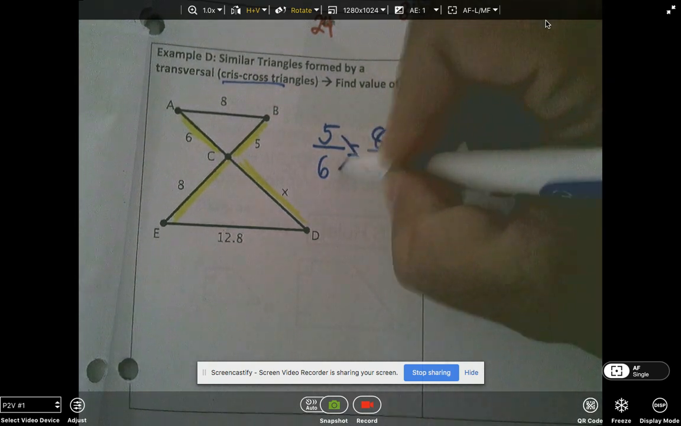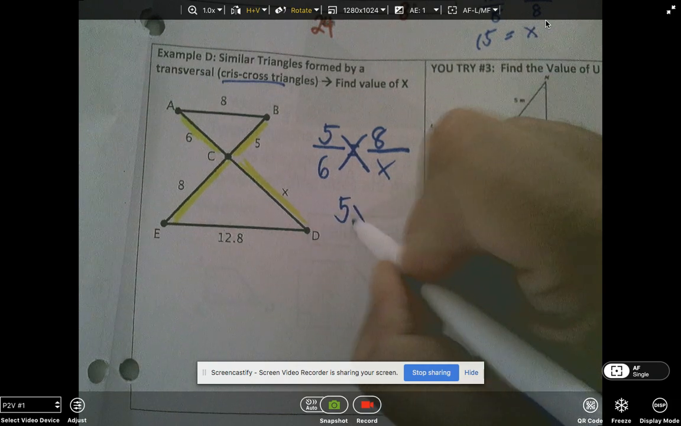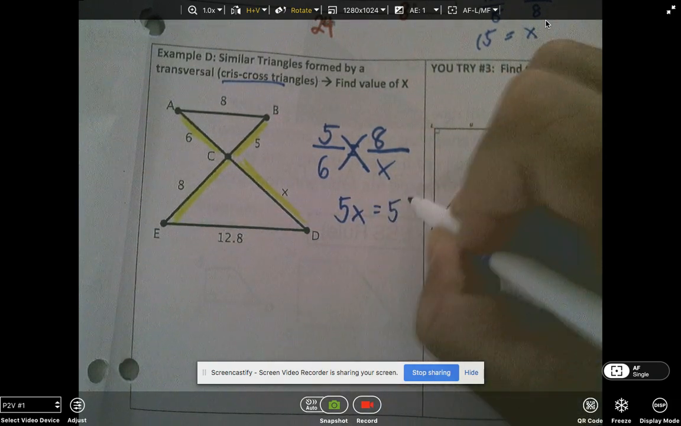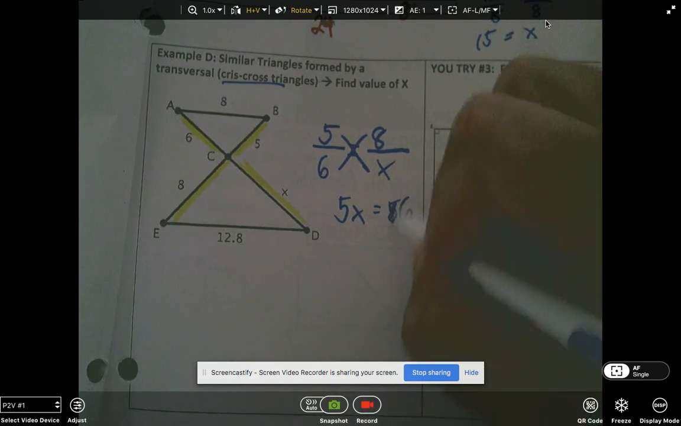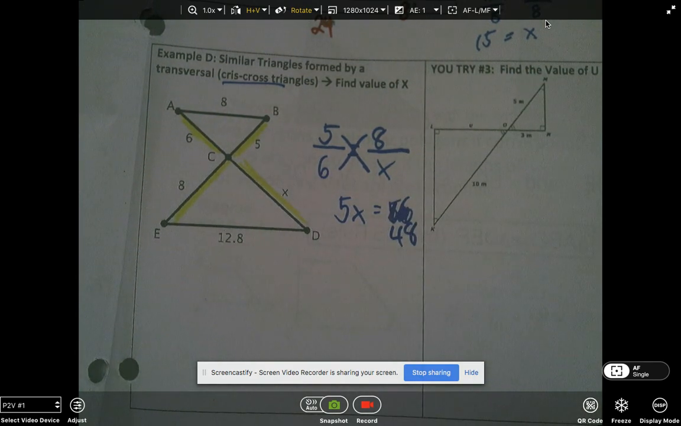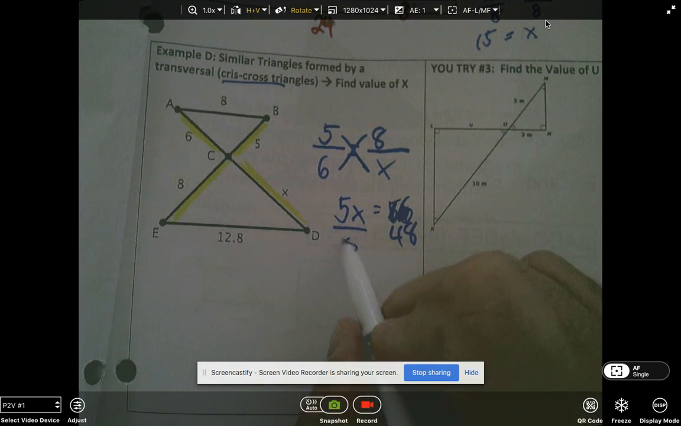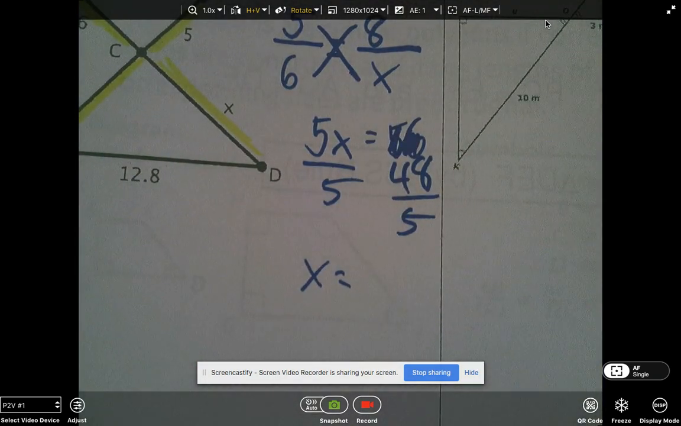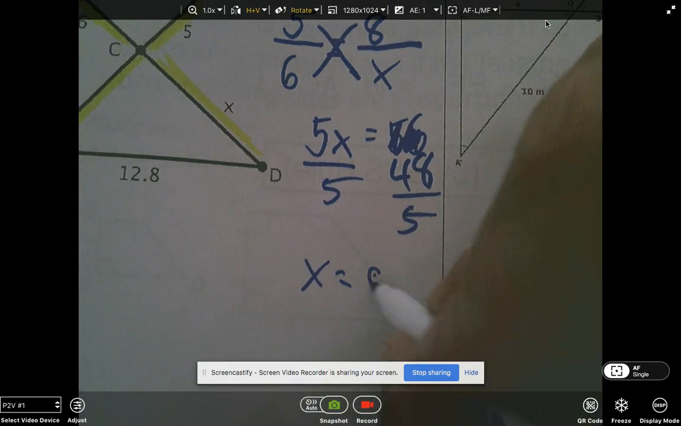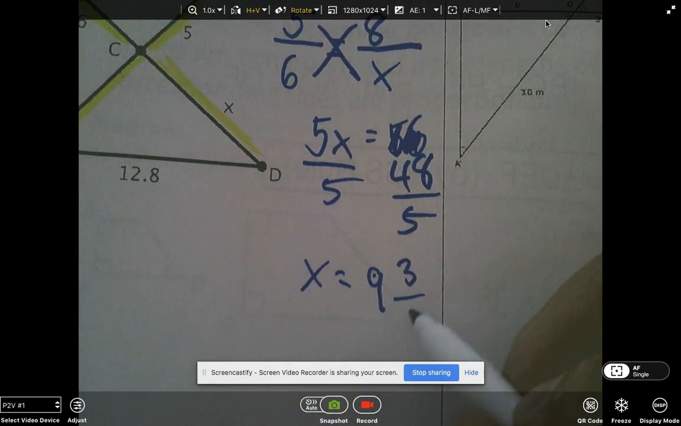Then when you cross multiply, you're left with 5x equals 56. It should definitely not be 56, but 48. And then you divide both sides by 5, divide by 5. You're left with, we did this in the first couple days of school. Anyone tell me what 48 divided by 5 is? 48 divided by 5. Write it as a fraction. 9 3/5.